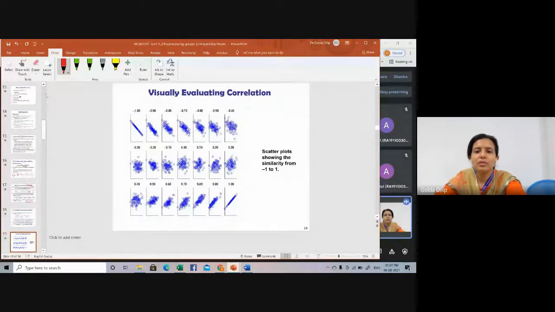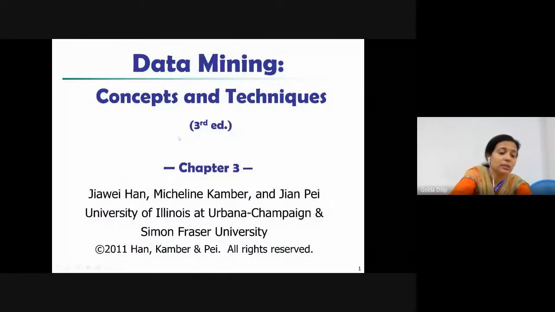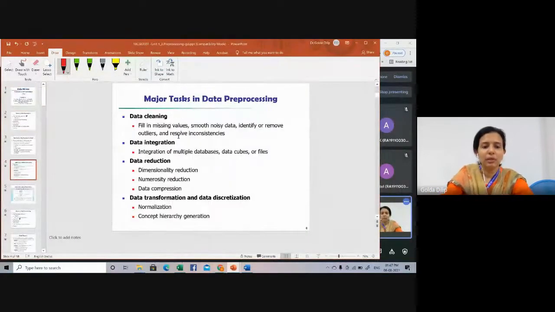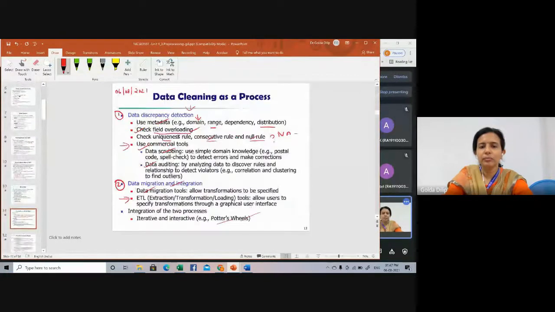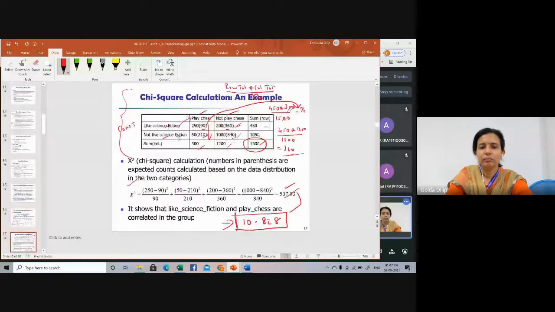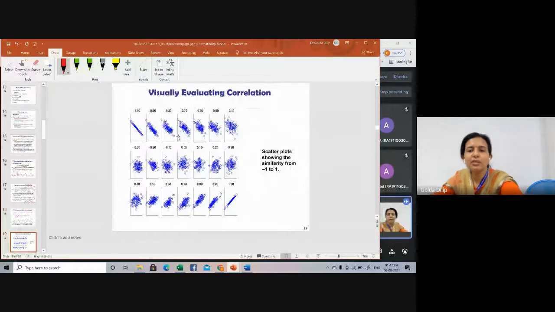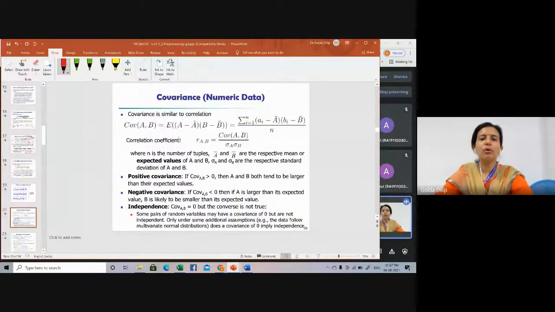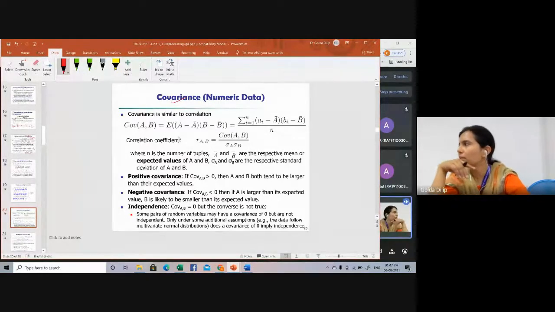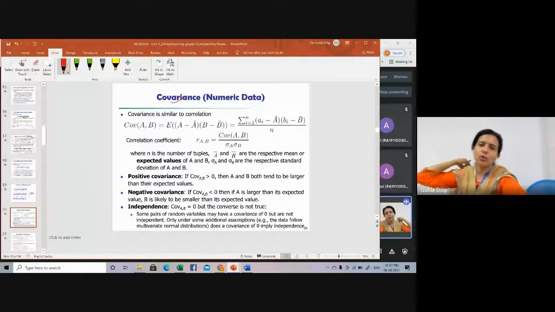This is a scatter plot showing how the correlation values vary from -1 to +1. Next is the covariance of numeric data. For nominal data, we use the chi-square test, and for numeric data, we use correlation analysis.